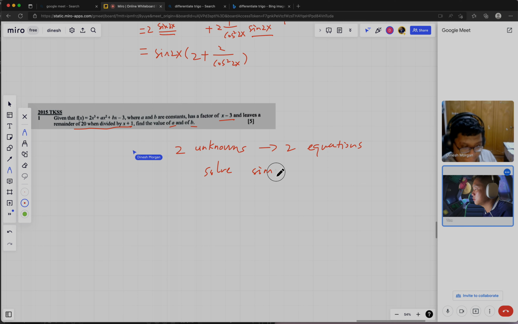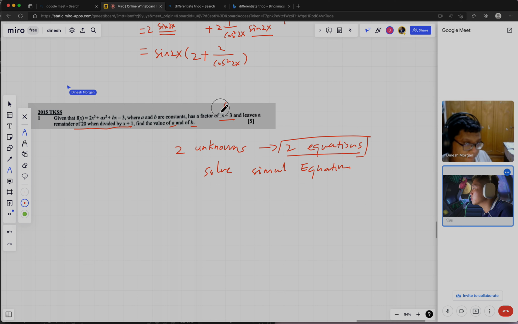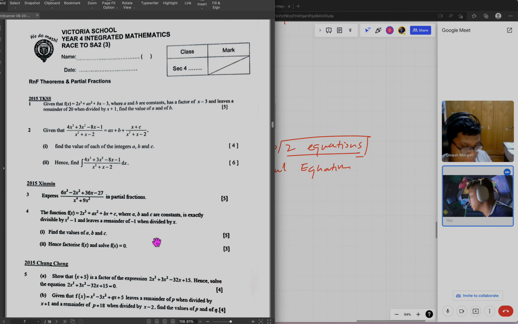So your goal should be to form two equations. The first equation will come from this, and the second equation will come from here. Make sense? Okay. I'm not going to solve it. So we are talking about approach here.